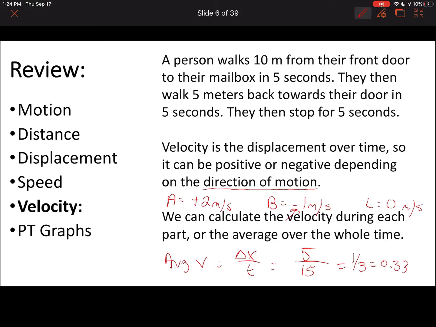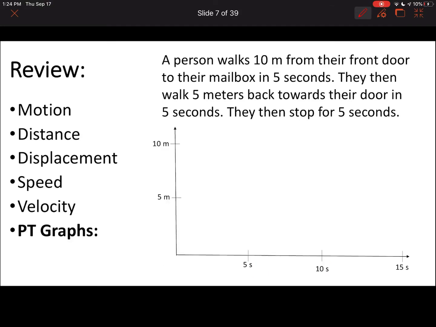And then finally, we talked about PT graphs last week. So if we have a person doing this and I wanted to graph this motion, well, I can do so on a position versus time graph. We always plot time on the x-axis and position on the y-axis. We should always put our units so we know, even though I kind of labeled it down there. Where do we start? Well, in this case, we are starting at 0 at time equals 0.